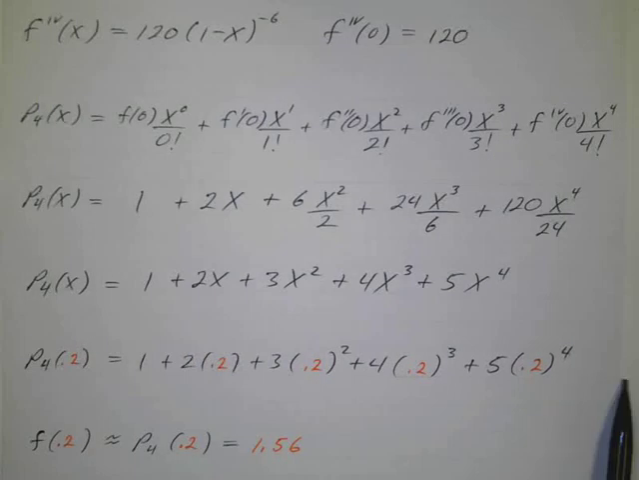So I put the 0.2 in each of these terms. Every time I see an x, I put a 0.2. Worked that out on my calculator, and I got P sub 4 of 0.2 is 1.56, and that was an approximation to f of 0.2. Okay. So if you do your work neat and orderly, there's no problem. Hopefully.